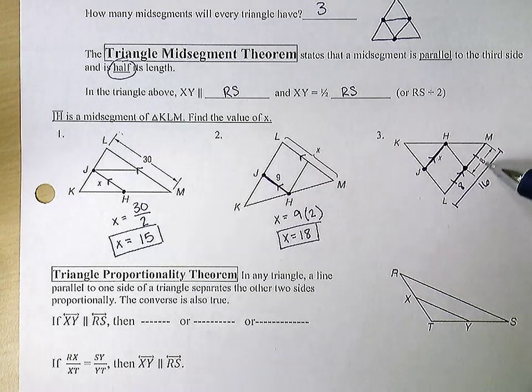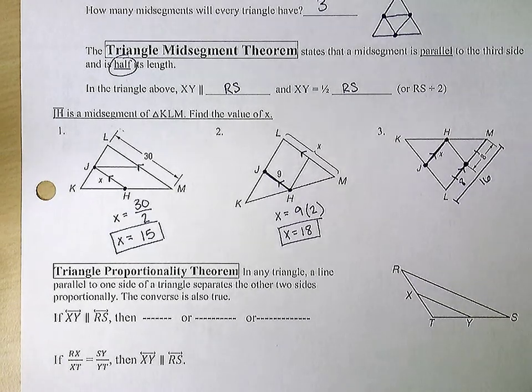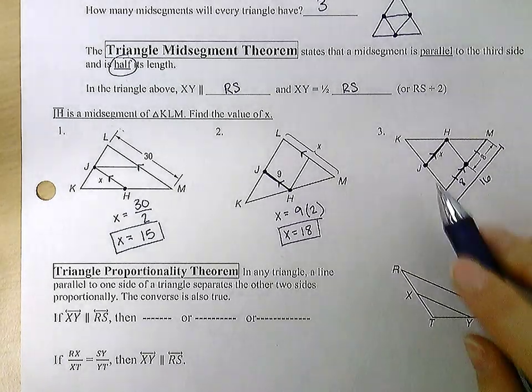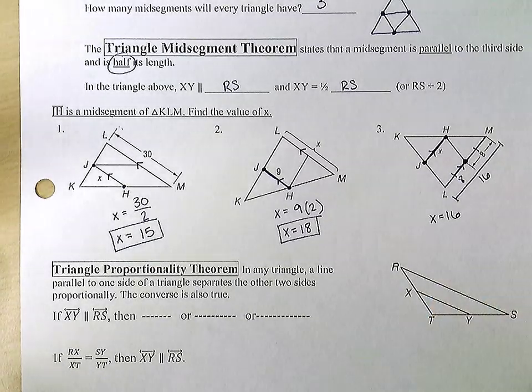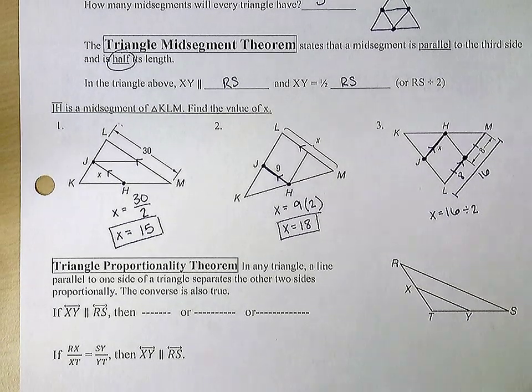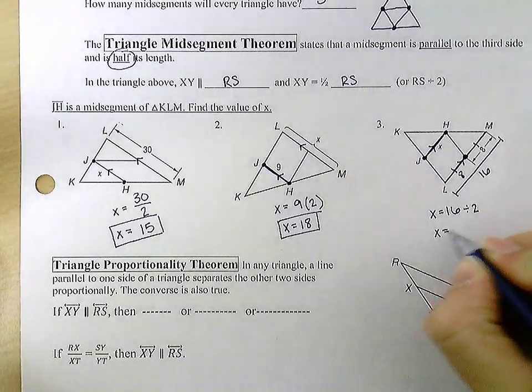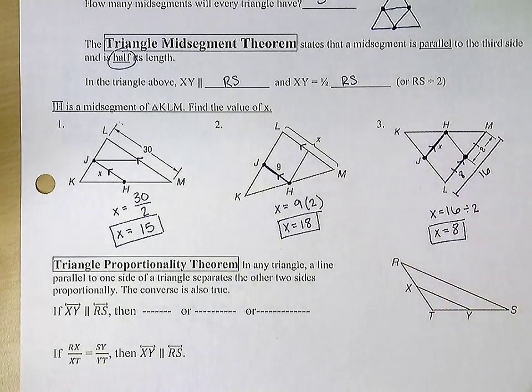This is 8. This is 8. So to get X, we're just going to take that 16 and divide by 2. To get X is 8. So mid-segment theorem, not so bad, right? But then it gets worse.